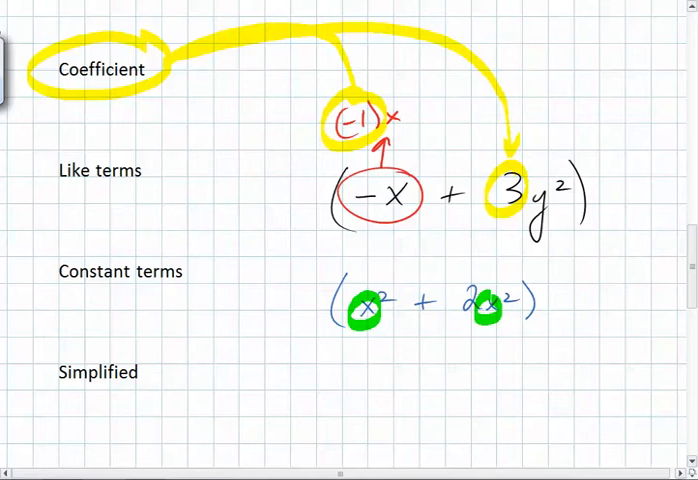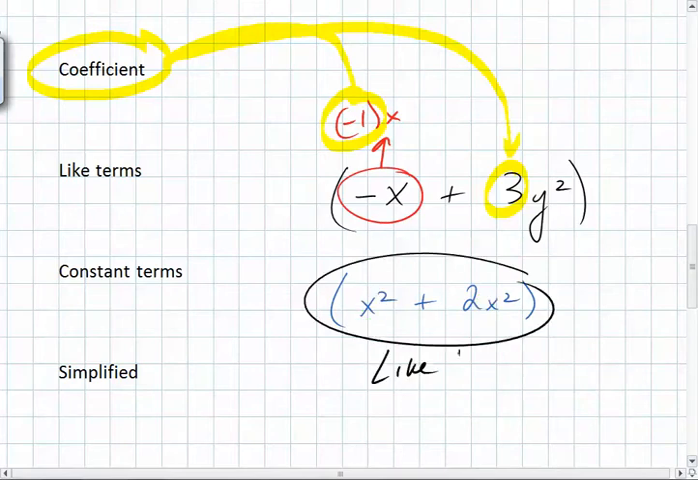It doesn't matter what the power is, but they have to have the same power. In this case, you have an x squared, one of them, and a 2x squared, which is 2 of them. These two terms right here, x squared and 2x squared, are called like terms, because they have the same variable raised to the same power.